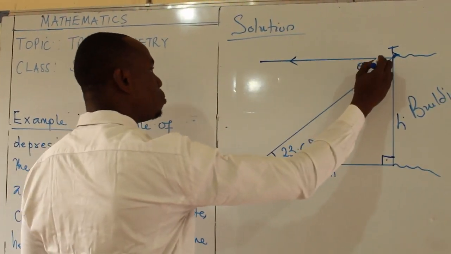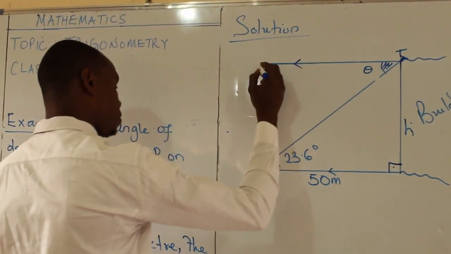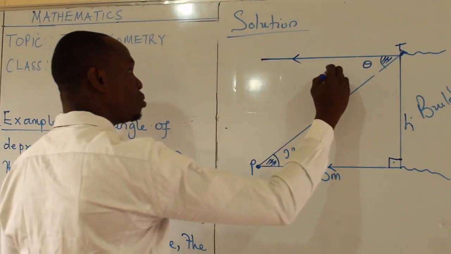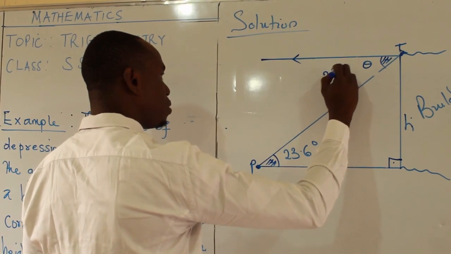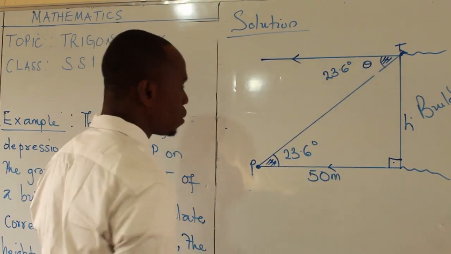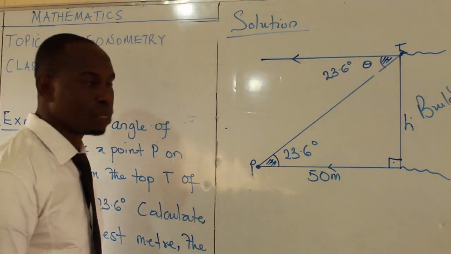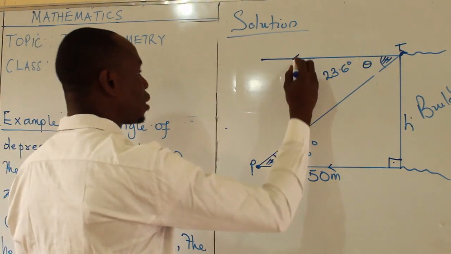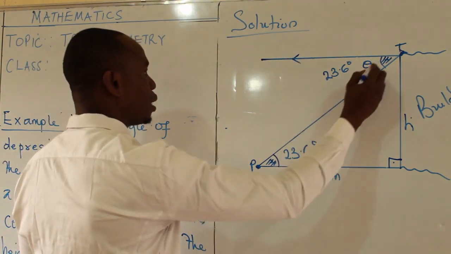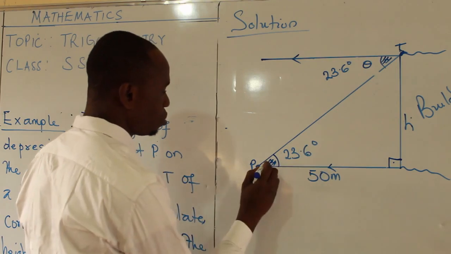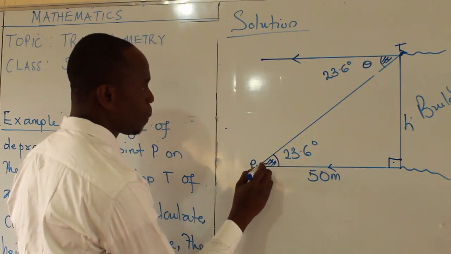This is the angle formed from the observer's eye level to this point P, and it was given to us as 23.6 degrees. We also know that by the alternate angle rule, this angle formed here is equal to the angle formed here.